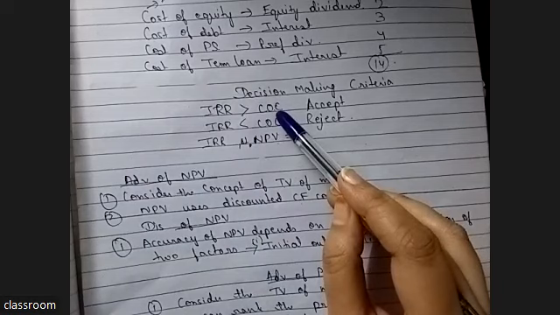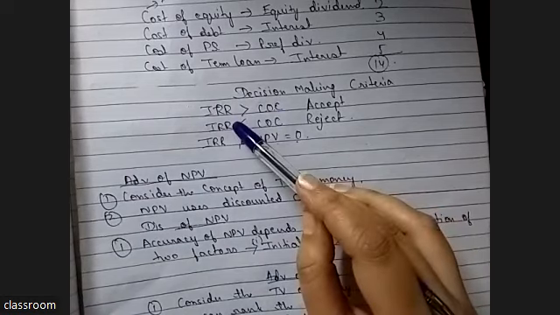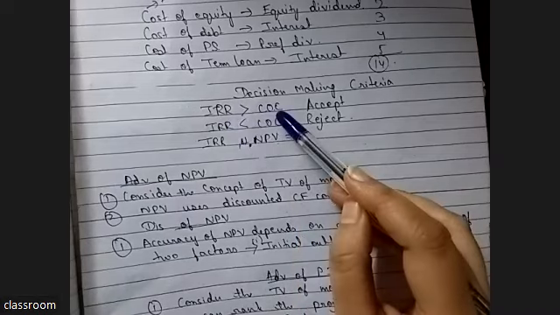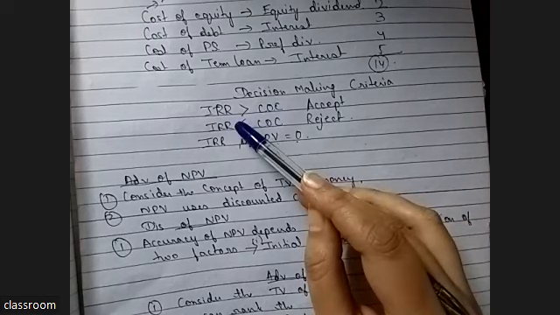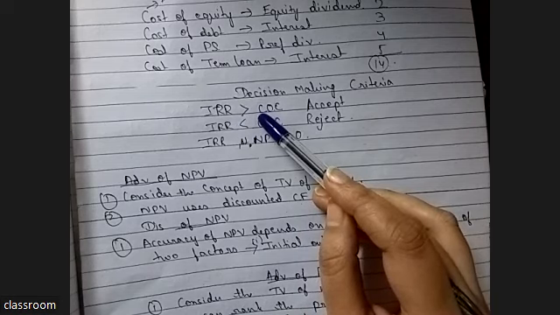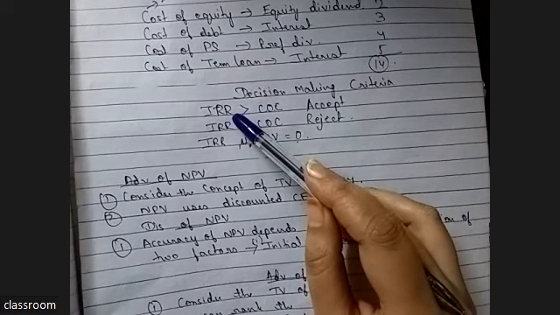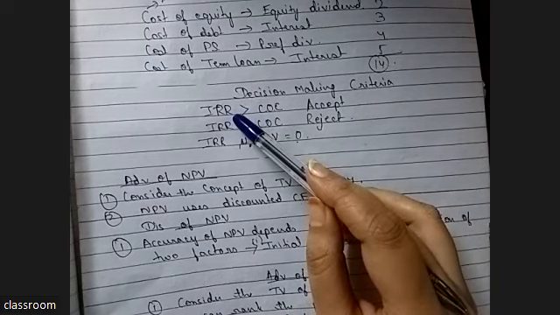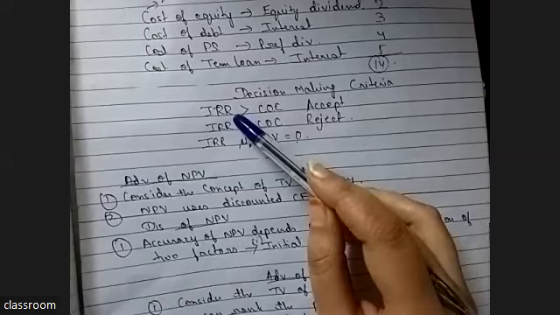Cost of capital means your expense, the company's expense, and internal rate of return is your return. So your return should be greater than your cost, your expense. If IRR is greater than cost, it means your return is greater than your expense, so you will accept the project. So it is the benchmark. Benchmark means how much you should earn.